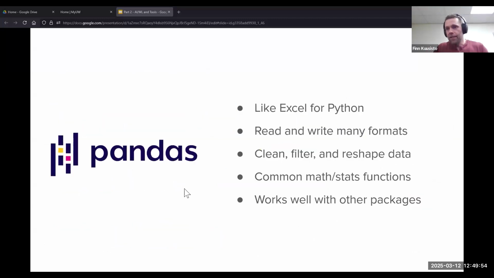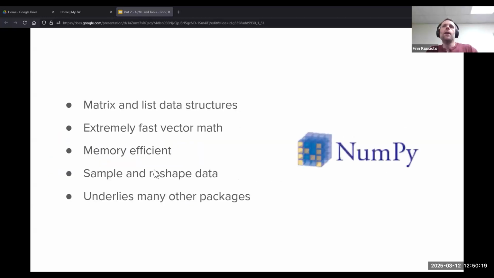So pandas is basically, I just call it Excel for Python. It allows you to read and write data in many different formats. Basically, it's a programmatic tool to allow you to clean, filter, and reshape data. So you load in data and you can do some common math and stats functions as I note here, but the idea is you're going to clean data and reshape it, probably with pandas. That's a really common tool to use for that stuff, and it works well with a lot of other packages.